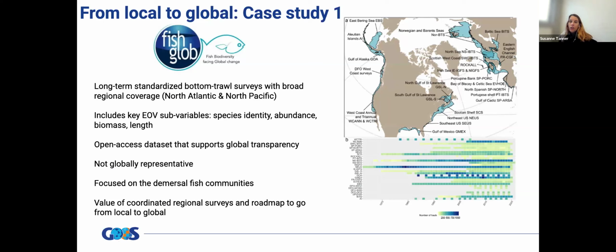It includes core EOV subvariables and uses relatively consistent survey methods. A major strength is that the dataset is open access, and the coverage is currently regional and focused on demersal fishes, but there is potential for spatial expansion. And so FishGlobe shows what coordinated regional surveys can already deliver, and also illustrates how local and regional efforts can collectively contribute to a global observing system.